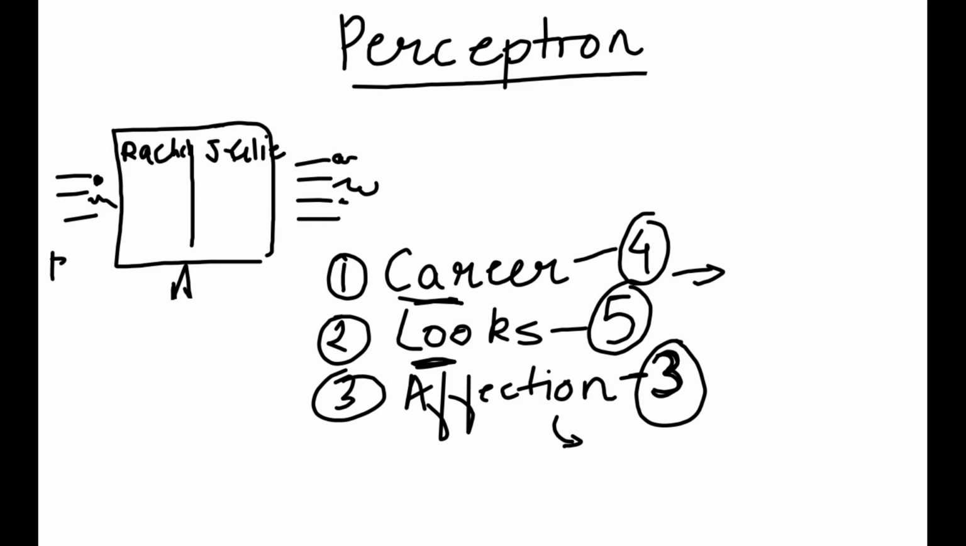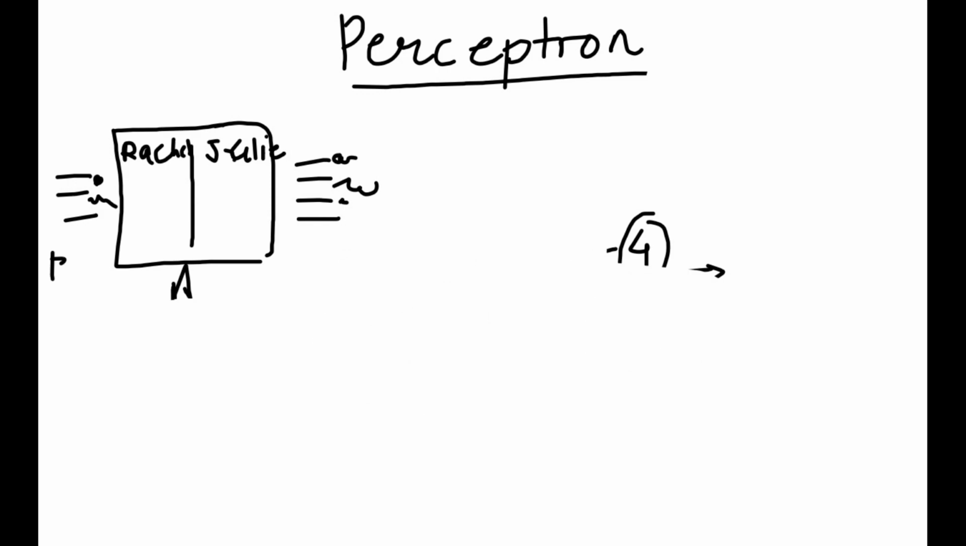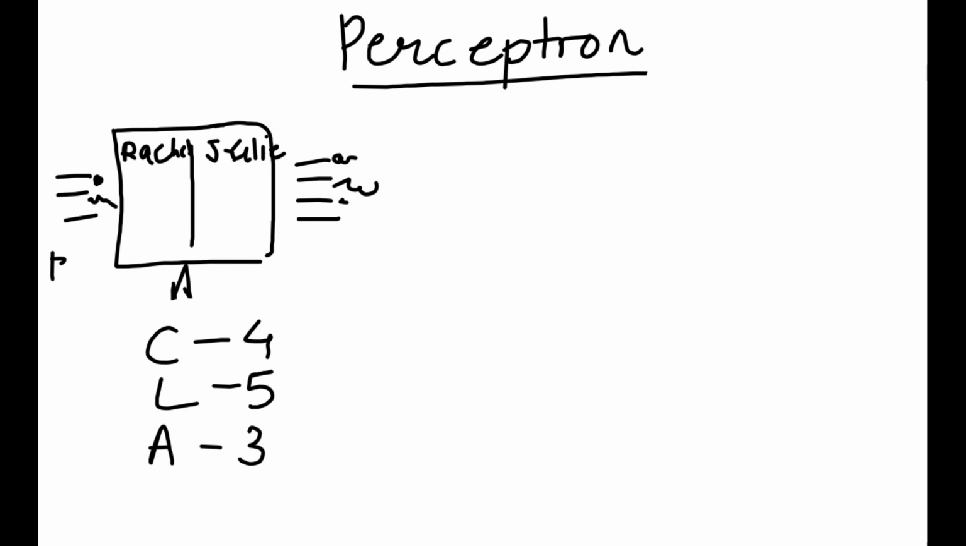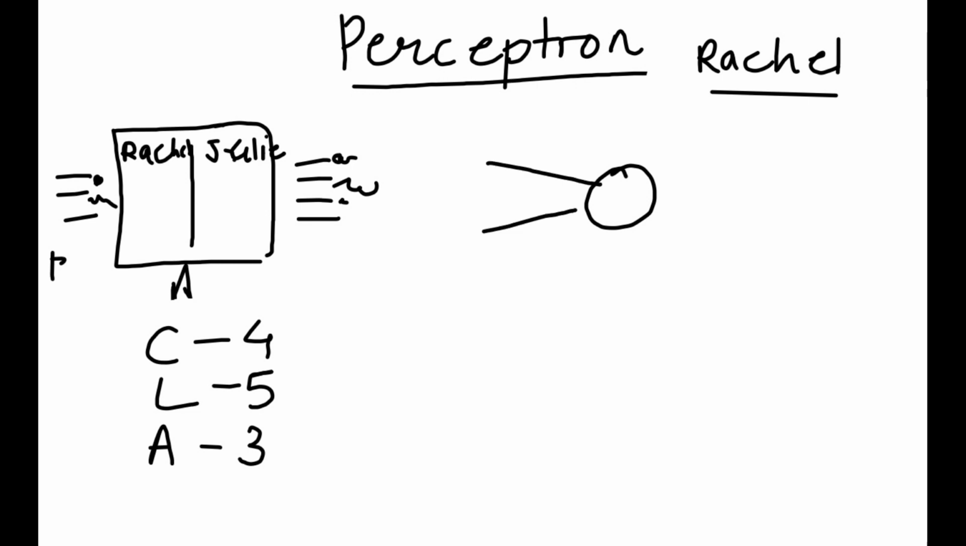So now let's come to the perceptron. So I'm going to clear this off the screen. Let's just remember the inputs with career has a 4, looks has a 5, and affection has a 3. So these are my weighted inputs. Now let's build the perceptron for Rachel. Okay, Rachel. So these are the 3 inputs that I have. This is career, looks, and affection.